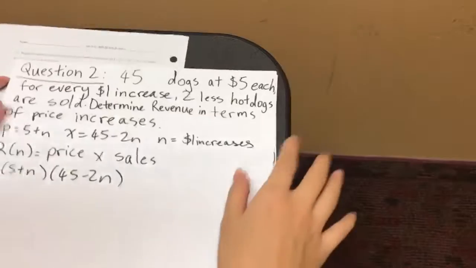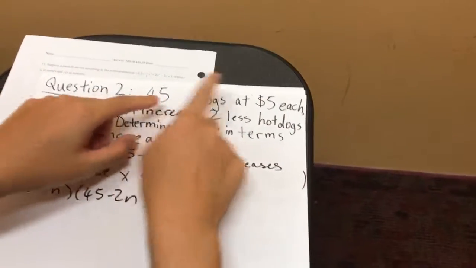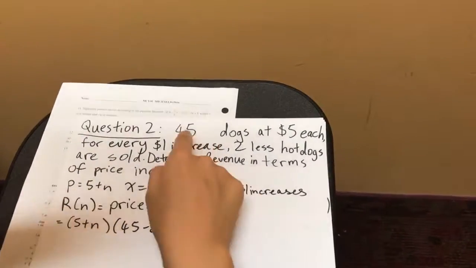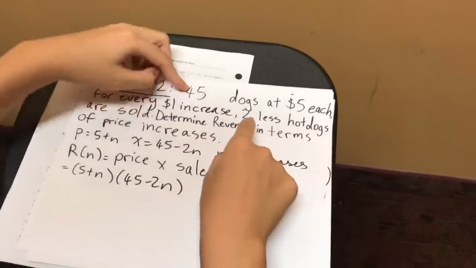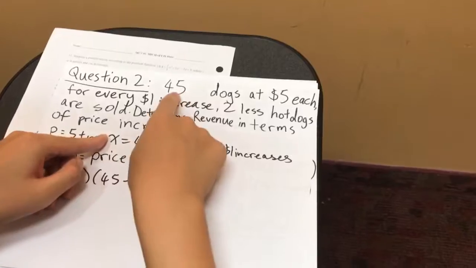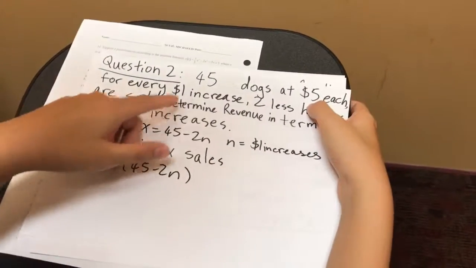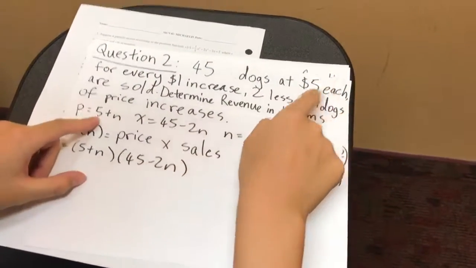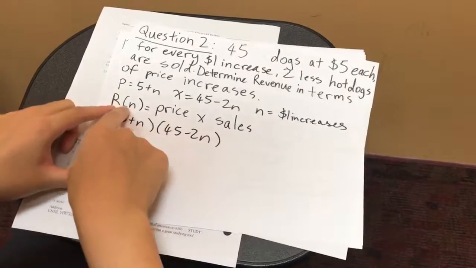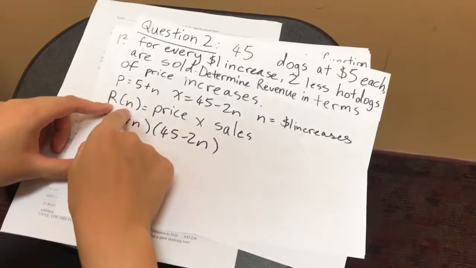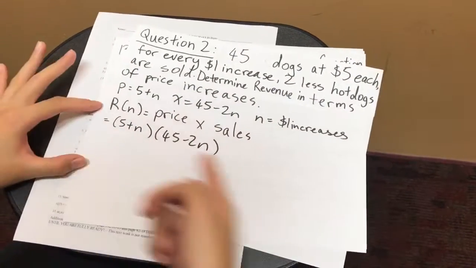So the one last thing I wanted to talk about is when they ask you to determine revenue in terms of price increases. What you do is, okay, I know it says dogs, but it's actually supposed to say hot dogs, I just forgot to write hot. So you take your hot dog numbers first, so 45 and 2, and then you make your equation, so your initial, which is 45, minus 2 per dollar increase. And then you take your money number, so you have $5, which is your initial. And then for every $1 increase, the n represents the number of $1 increases. And then to find the revenue in terms of price increases is R in terms of n. And to do that, you do price times sales. So this is your price times your sales, which is this, and then this is your equation basically.